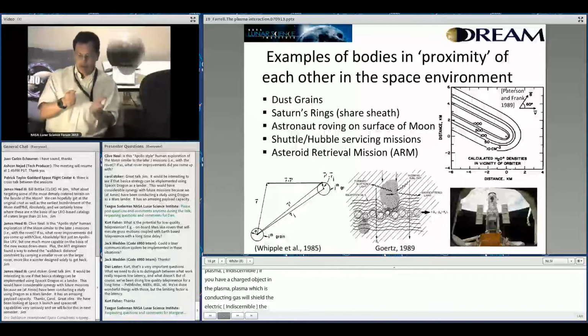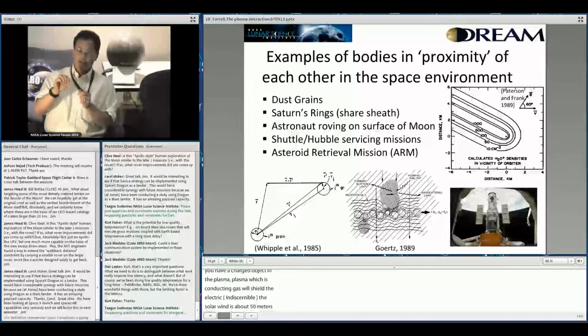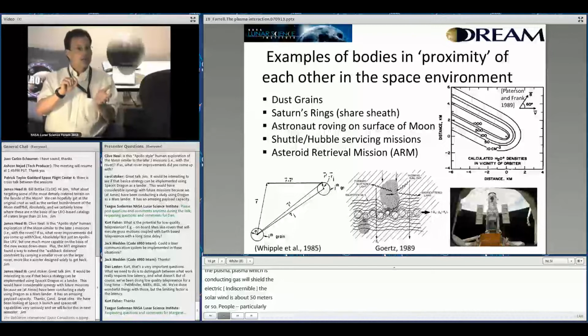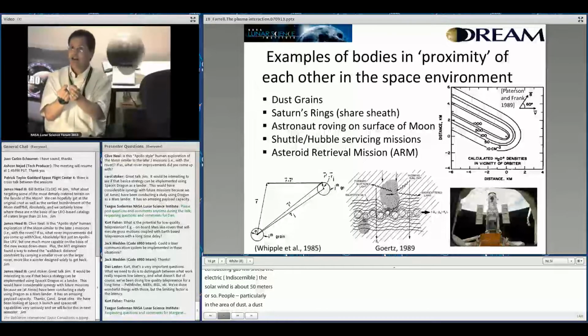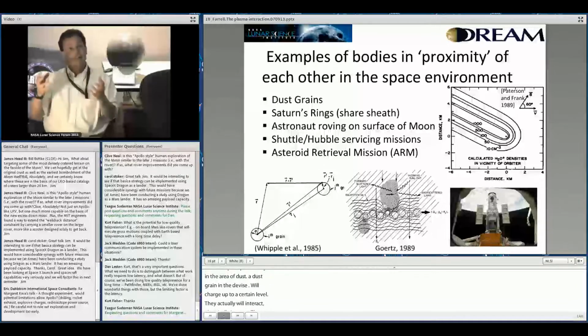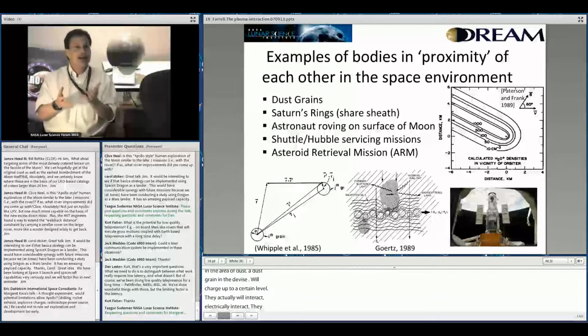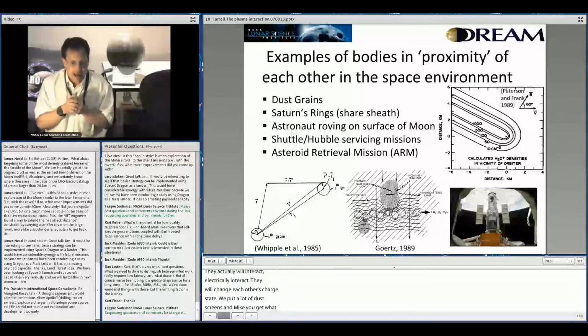People have studied the Debye sheath for years, particularly in the area of dust physics. In particular, if you have a dust grain in a Debye sphere, it'll charge up to a certain level, but if you actually put 2 dust grains in there, they will electrically interact, they'll have a mutual capacitance, and in fact, they'll change each other's charge state. If you put a lot of dust grains in there, you now start getting into what's called the collective dusty plasma, and Mihaly Horanyi and folks like that know all about that stuff.